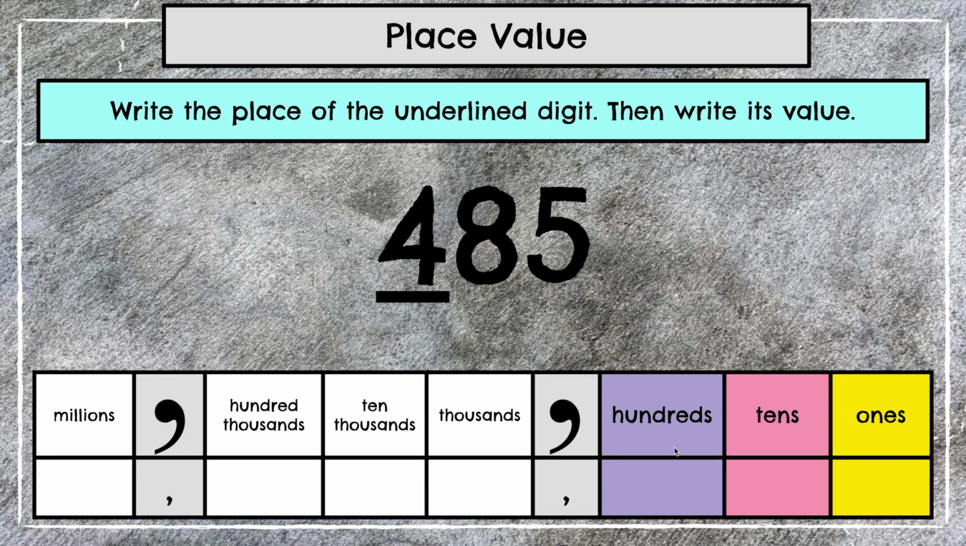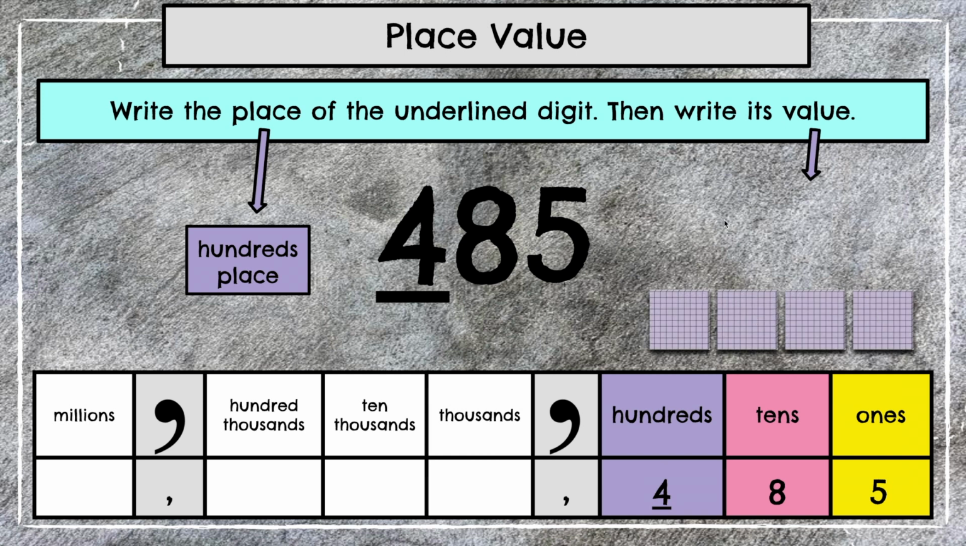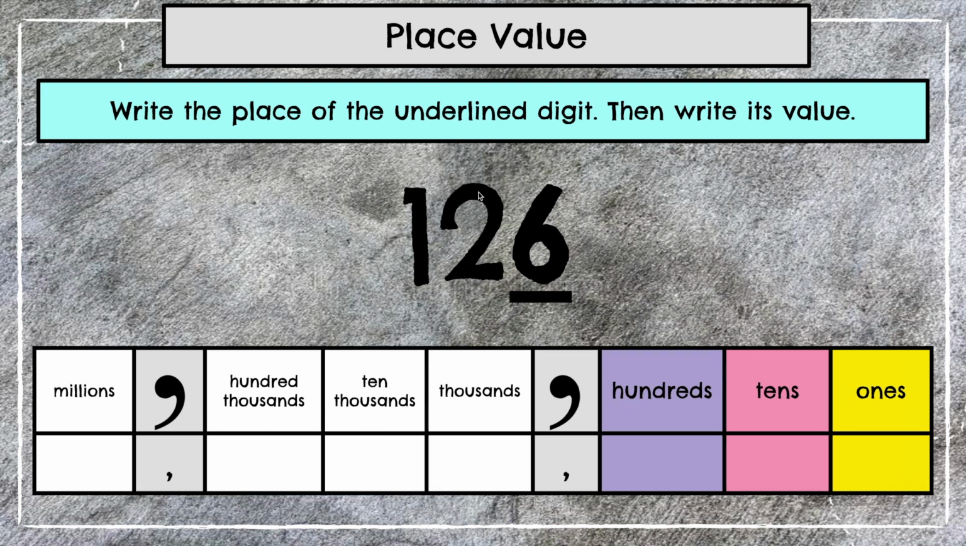485. Let's write it in the place value chart. We notice that the 4 is underlined and it's in the hundreds place. So let's write hundreds place. Now this 4 isn't worth just 4 because it's in the hundreds place. So the actual value of this 4 is 4 hundreds, which makes 400. This 4 is worth 400.